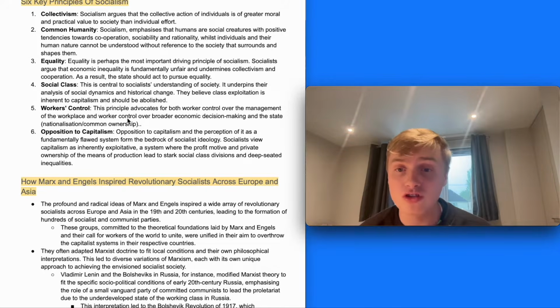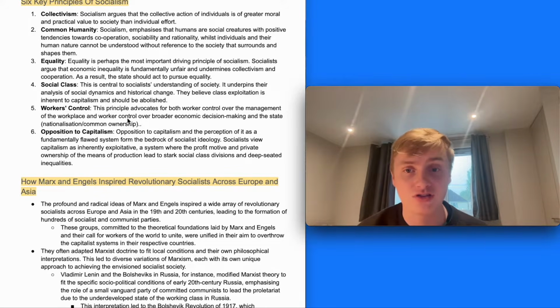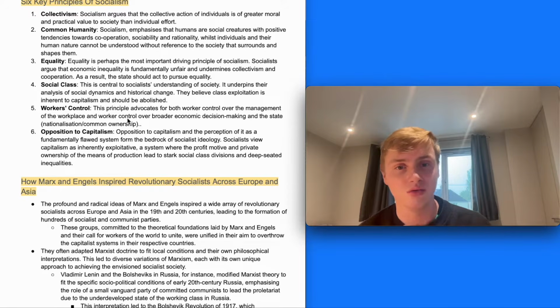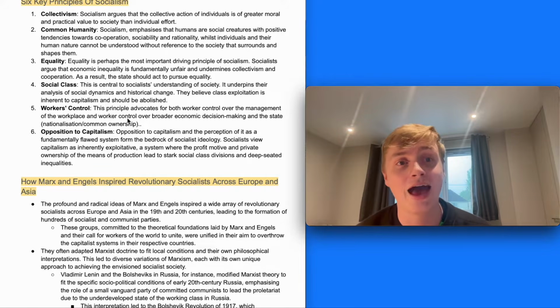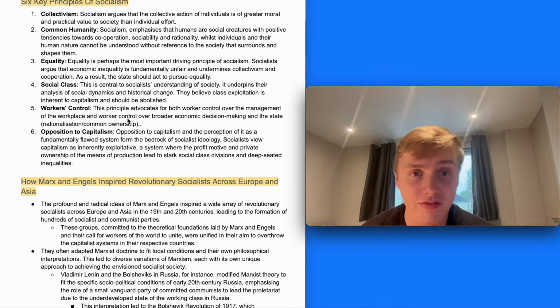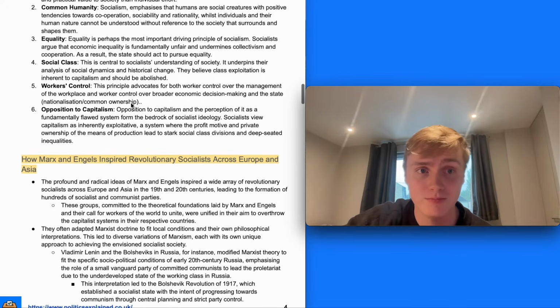And it also includes the fact that human nature can't be understood without reference to the society in which it lives. So you can't understand humans without looking at the society that shapes them. Equality is perhaps the most important driving principle of socialism. So they argue that economic inequality is fundamentally unfair and undermines collectivism and cooperation. And as a result, the state should step in to pursue equality.